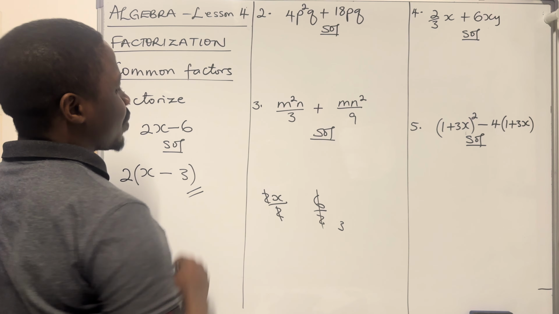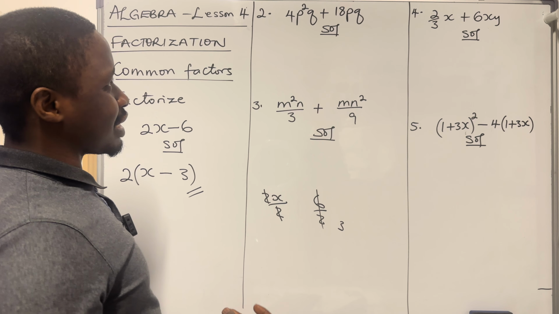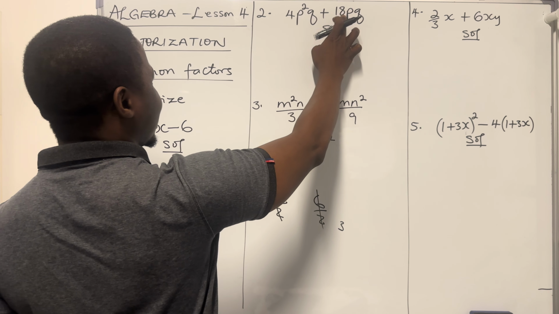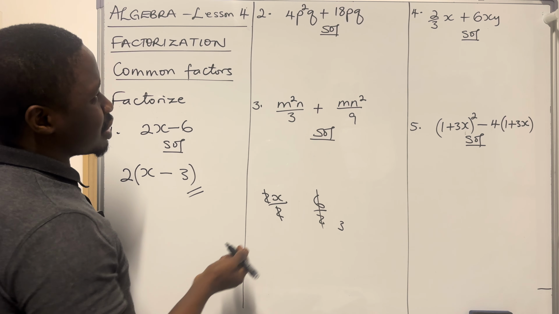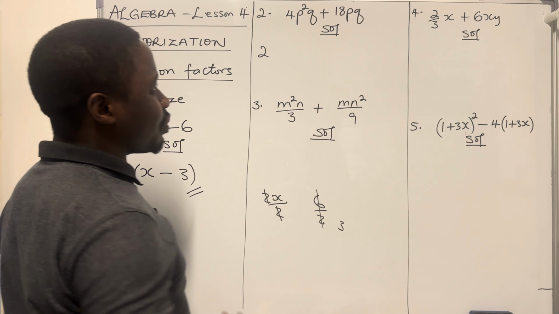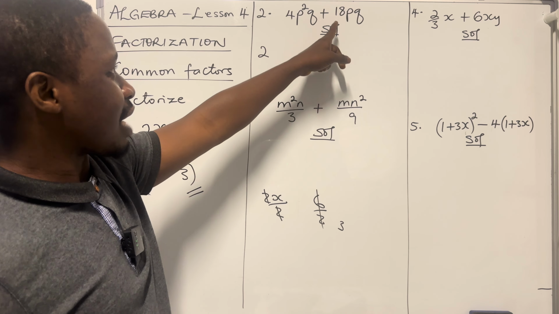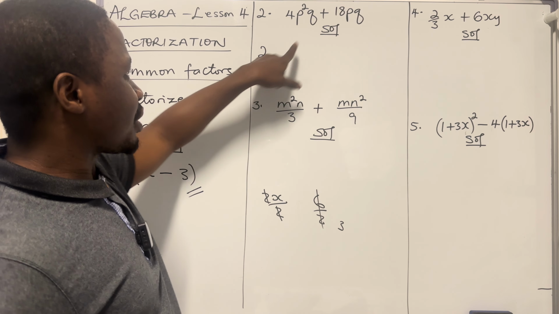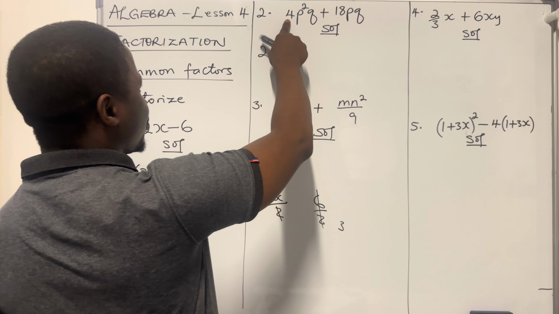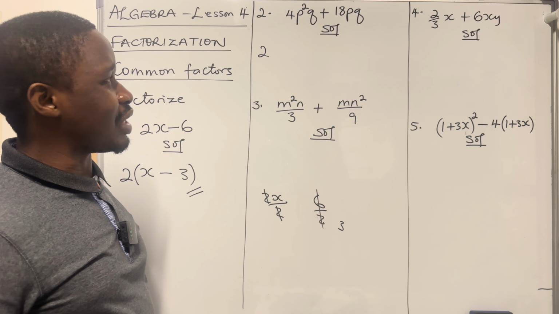So here again, let's compare numbers and we also compare letters, precisely variables. All right, so for 4 and 18, what is common is 2. 2 can go into 4 and also into 18 without a remainder. We cannot say 3 is common because 3 can go into 18, but 3 cannot go into 4 without a remainder. Likewise, 4 can go into itself, but 4 cannot go into this without a remainder. So 2 is what is common between them.